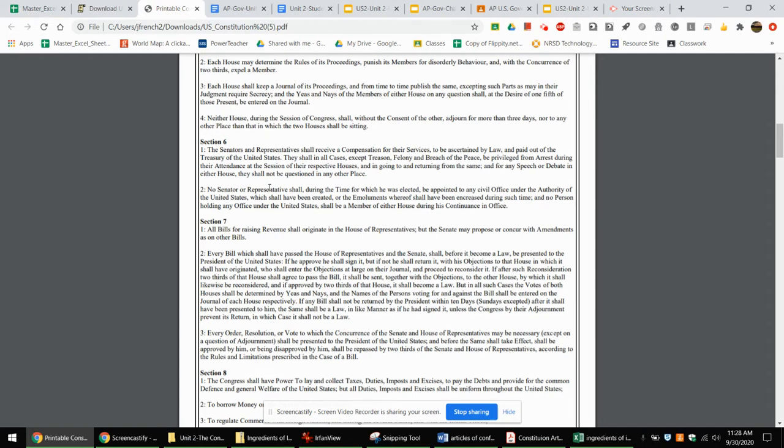Section 6, we want these people to get paid. We don't want just rich people to be members of Congress. So it's really important that they get compensated for their service.